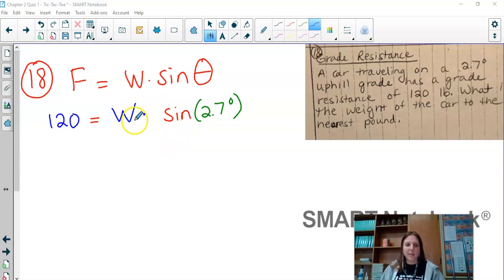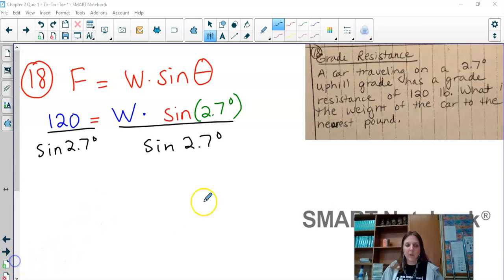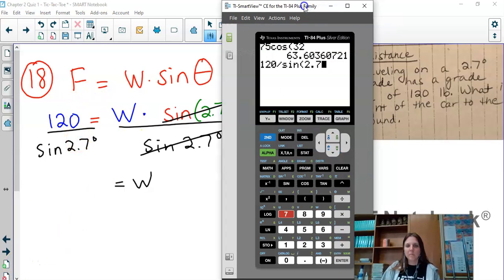So I'm trying to get the W by itself. Take your finger and cover up the W, and you will see that what you need to do is divide by this sine of 2.7 degrees. That allows you to divide out, cancel out the sine of 2.7, and I'm going to type this into the calculator just like you see it.